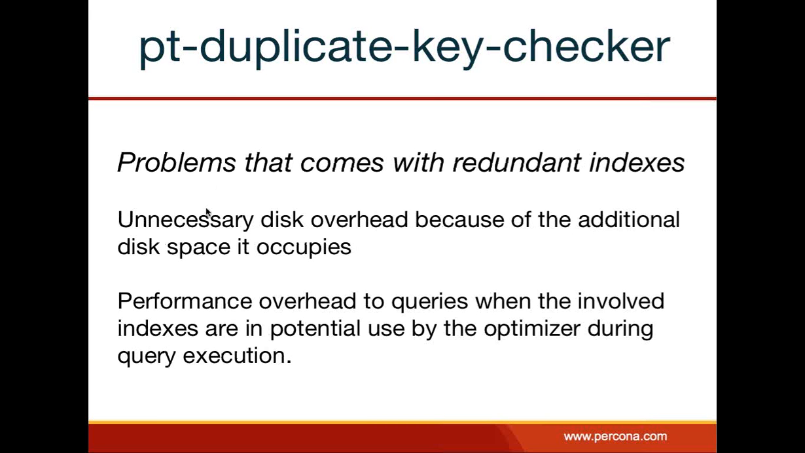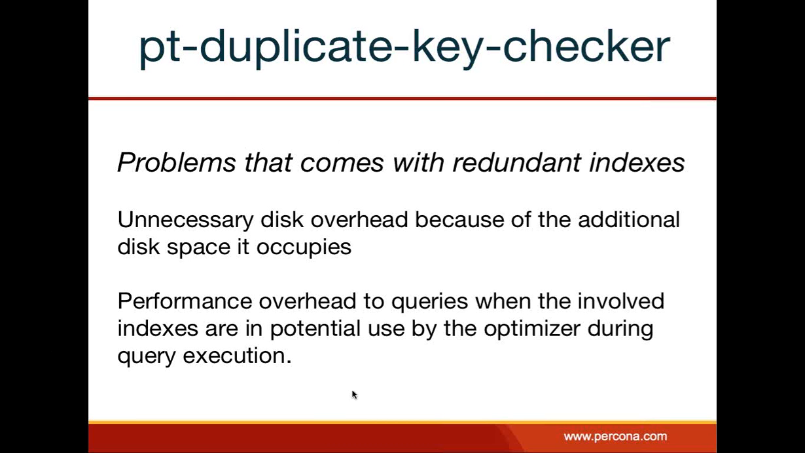What are the problems that come with redundant indexes? Well, one is there is an unnecessary disk overhead because of the disk space that these duplicate indexes occupy. It doesn't sound like a very big problem, but I have found people who, by removing duplicate indexes, have 30 or 50 gigabytes more data available. So it can be a pretty huge amount of disk size that you can use for something else.